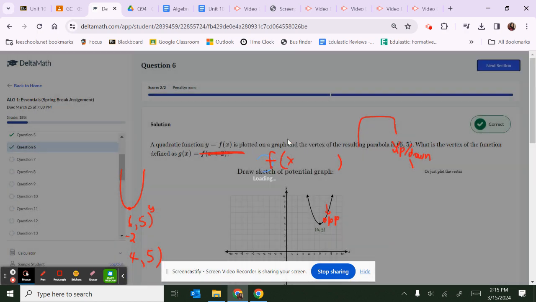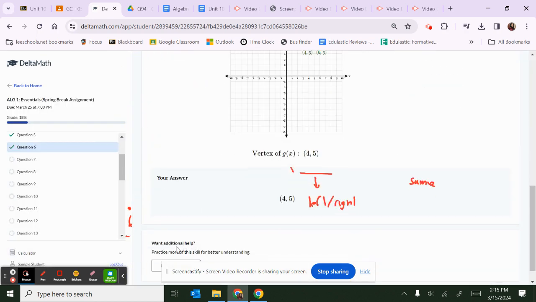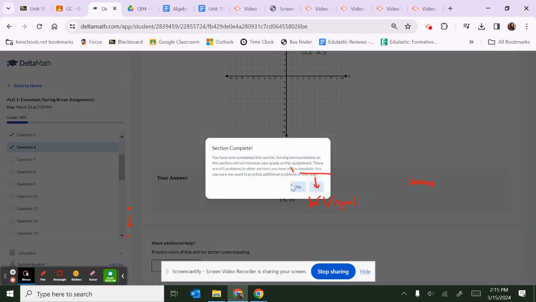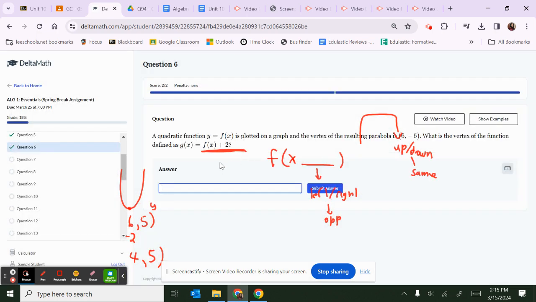Just like that. Keep on practicing for these, guys. I only require 2, but the more you practice, the better you'll get.